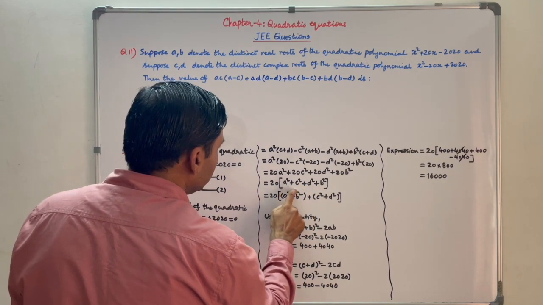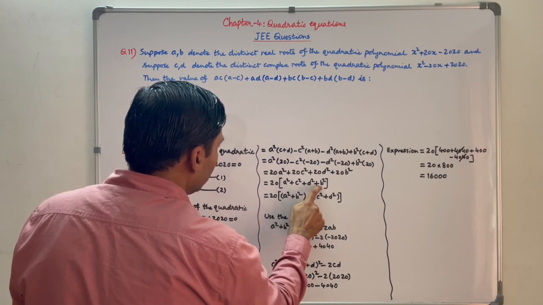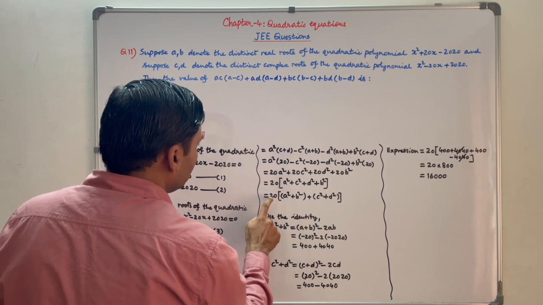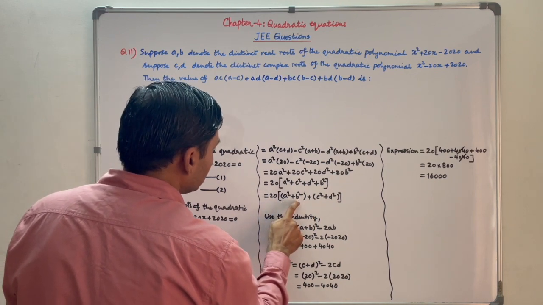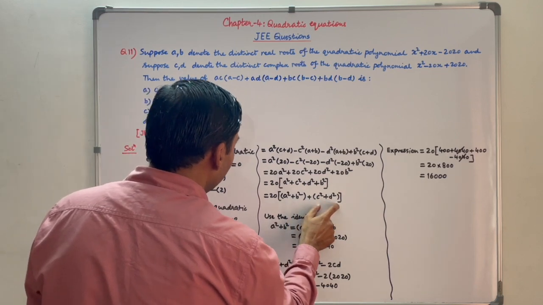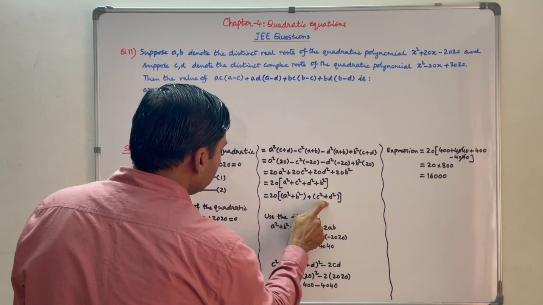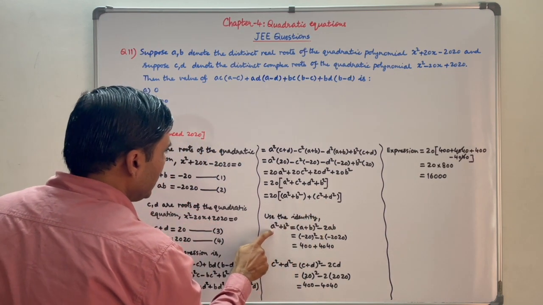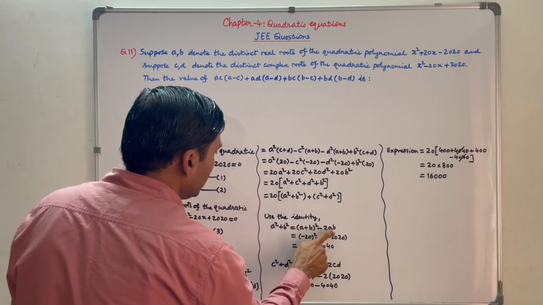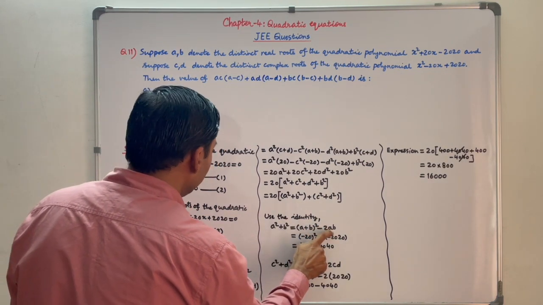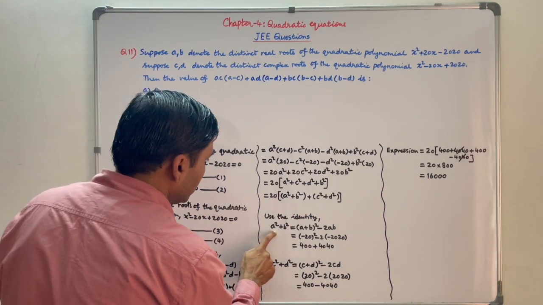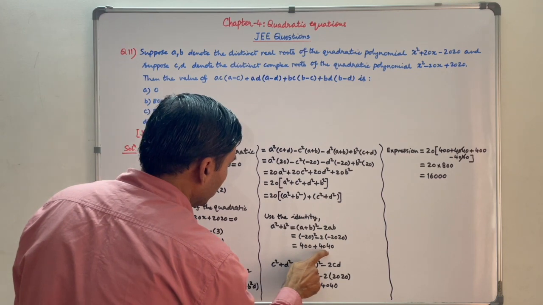Now we will pair up these terms, A square and B square and C square and D square. So the expression is written as 20 into A square plus B square paired up plus C square plus D square paired up. Now to get the values of these, we will use the identity A square plus B square is equal to A plus B whole square minus 2AB. Value of A plus B and AB we will put from equation number 1 and 2. So A square plus B square is equal to 400 plus 40.